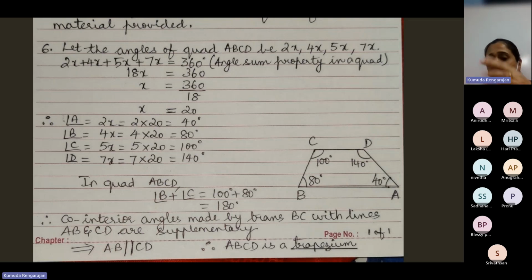You can see the other side also. 140 plus 40 is also 180. You can mention anything. 140 plus 40 is 180, or 100 plus 80 is 180. Anything you can mention.